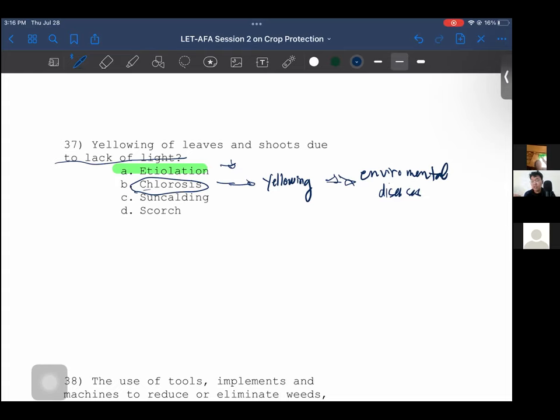Nung kinompare namin yung corn leaves sa loob ng cabinet sa nasa labas, sobrang yellow nung nandito compared dito. So the thing that happened there is etiolation. Because of the lack of light, nag-yellow yung leaves ng isang halaman. Sun scalding and scorching are both relating to the sun, and that will not result to yellowing of leaves, but it can be brown or drying. Ayan, burning of leaves ito, sun scalding. So ang yellow nung dito, chlorosis siya, etiolation. So take note of that term na etiolation, lack of light, and also chlorosis, yellowing because of environmental factors and diseases.